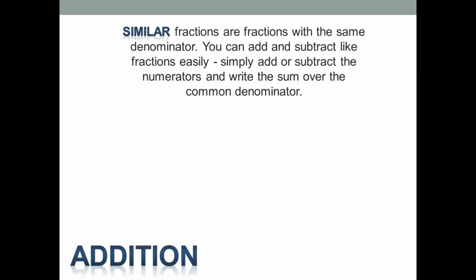Similar fractions are fractions with the same denominator. You can add and subtract like fractions easily. Simply add or subtract the numerators and write the sum over the common denominator. For example, we have 7/11 plus 2/11.